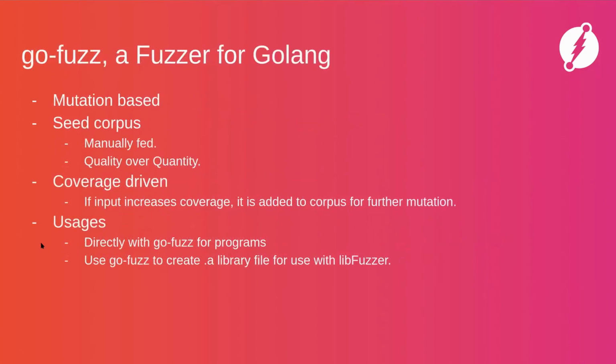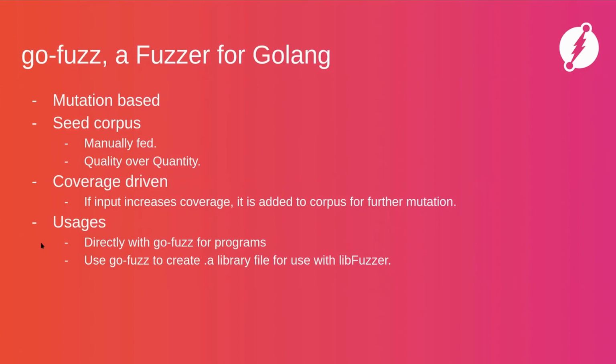So let me talk about go-fuzz. It's a very well-known fuzzer for the Go programming language. As I mentioned earlier, fuzzers are either generation-based or mutation-based. Go-fuzz is a mutation-based one. And because it is mutation-based, it needs an initial seed corpus, which is manually fed.